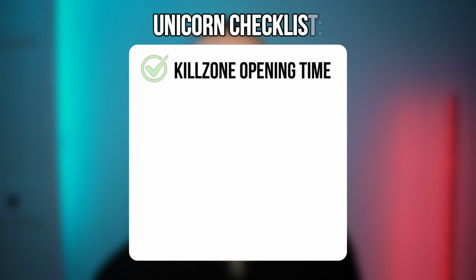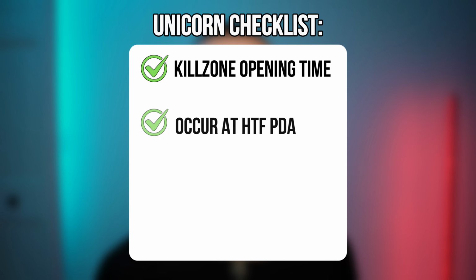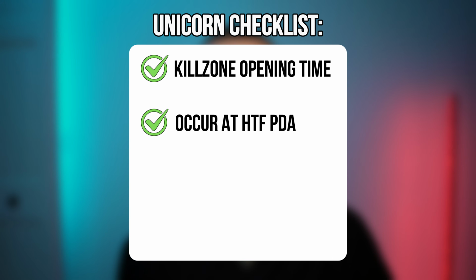Here is a unicorn checklist for you guys to make sure that every single trade that you're taking is actually a unicorn. It needs to occur at a kill zone opening time. I personally use 9:30 equities open and trade ES and NQ. It must occur at a higher time frame PD array. Price is fractal, so your higher time frame PD array could be a 1 hour, it could be a 4 hour PD array, it could even be a 15-minute PD array if you're trading off the 1 minute.